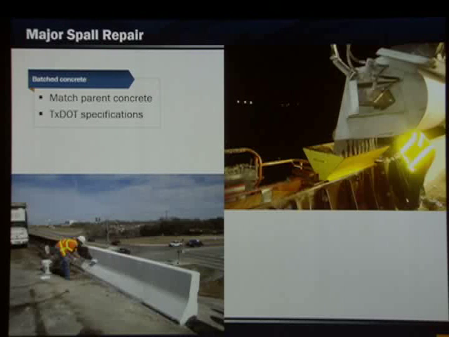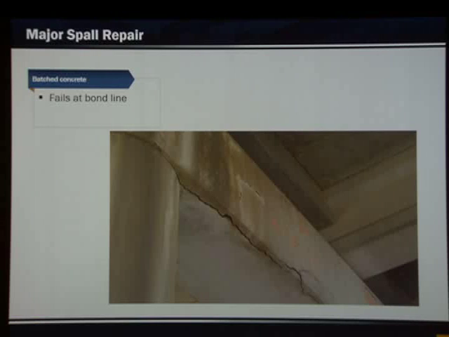Batch concrete, like I said, is used for major spalls, and we do that in accordance with TxDOT specifications. The nice thing about this manual is that it complements the standard specifications with TxDOT. So this is what you don't want to end up with, a failure at the bond line. You don't want to have to come back and deal with maintenance issues, and this is the most common type of failure that occurs, and that's because of stresses that develop due to loading or differential thermal expansion and contraction at the joint.